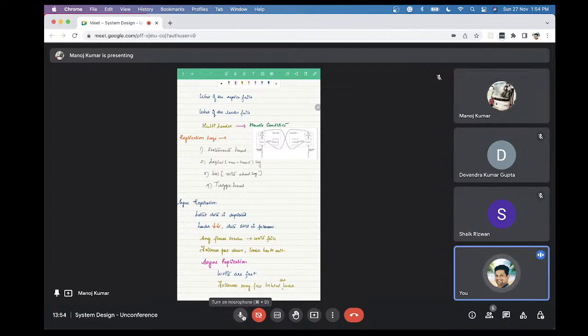So for multiple leader architecture, there is another problem which is consensus, right? Consensus and split brain, all these happen when you have multiple leaders. I would be covering them as I proceed through this.